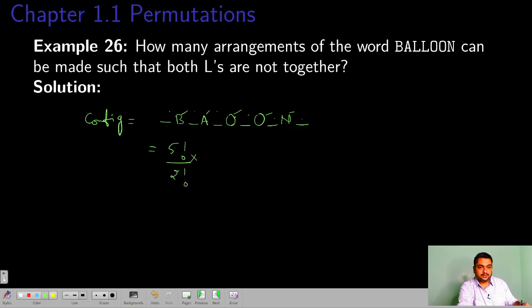And then how many slots are there? 1, 2, 3, 4, 5, 6. So out of 6, I have to choose 2 L's. These 2 L's are same, so 2 factorial ways I can arrange them, but since they are indistinguishable, divide them. So this will get you 900. Okay, or else you can go for the subtraction rule. You find out total combinations and then you find out they are together. That is also one way.